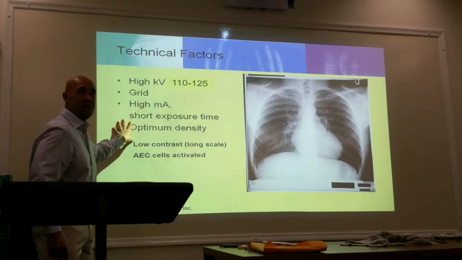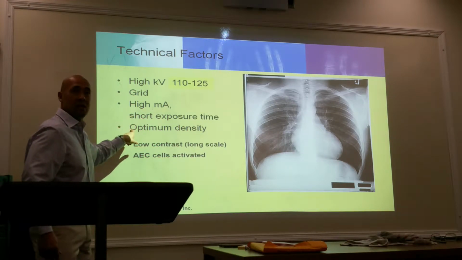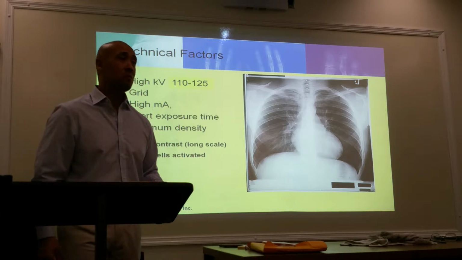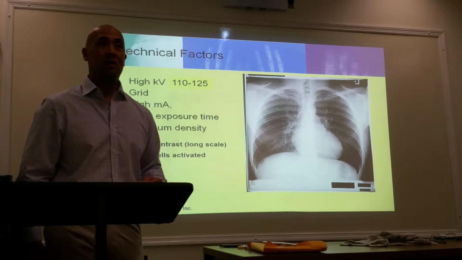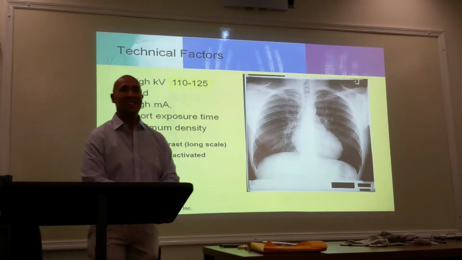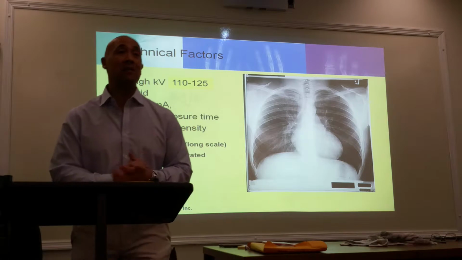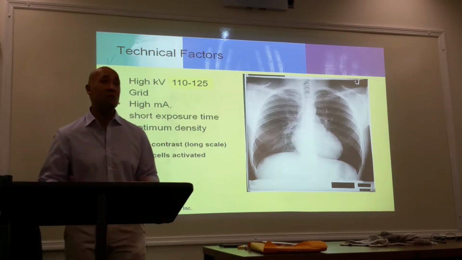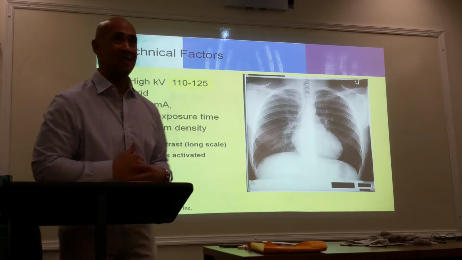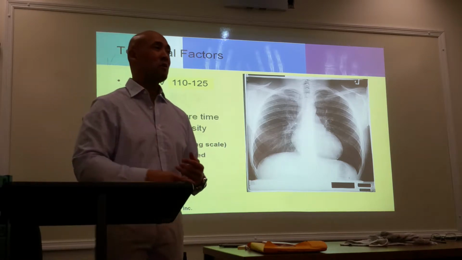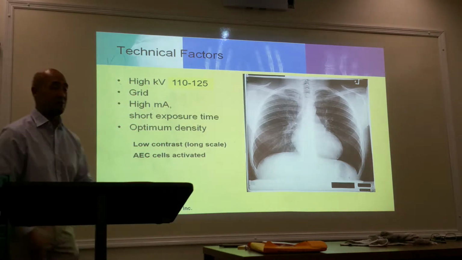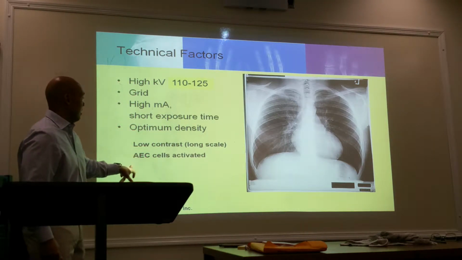High mA gives us what? Shorter exposure times. Why do we want short exposure times? Because of breathing. You're holding your breath, to eliminate motion, so they don't move. But think about this also: even if they hold their breath and they're not moving, is there something else moving in there? Yes, the heart. The heart's beating. So we use a quick exposure time to stop motion, including the heartbeat.